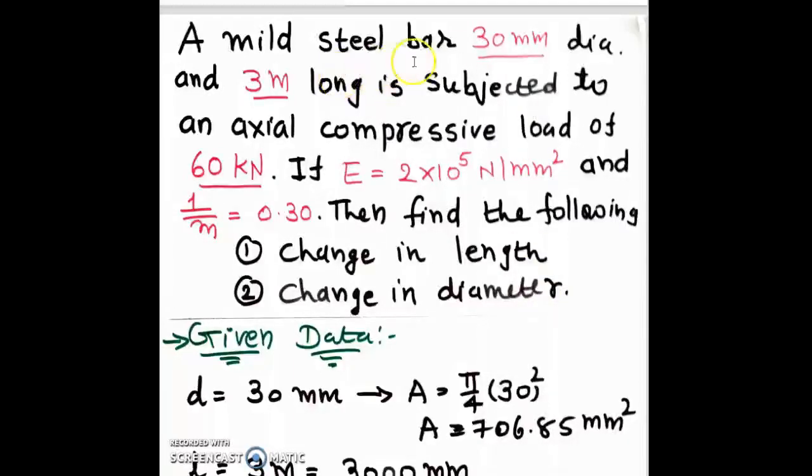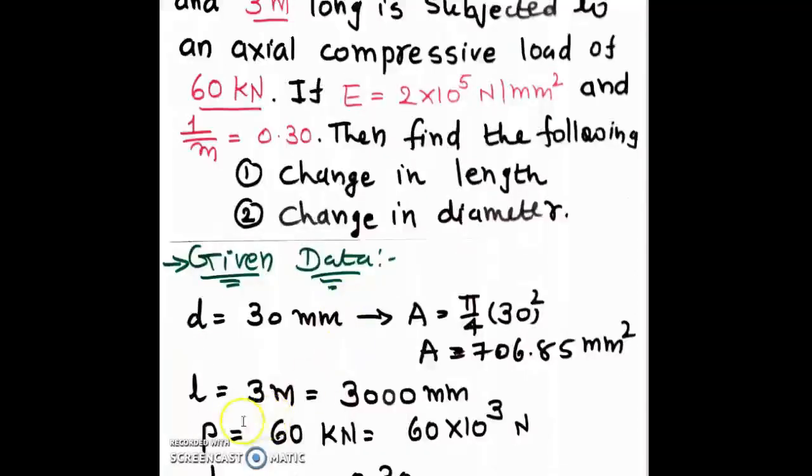Here the mild steel bar has 30 mm diameter. So small d is equal to 30 mm, and using the diameter we can find the cross sectional area of the given mild steel bar using the equation pi by 4 d square. So the area of this bar is 706.85 mm square. The length of the bar is already given in the example as 3 meter. So we convert meter into mm: L is equal to 3 meter, that is 3000 mm.